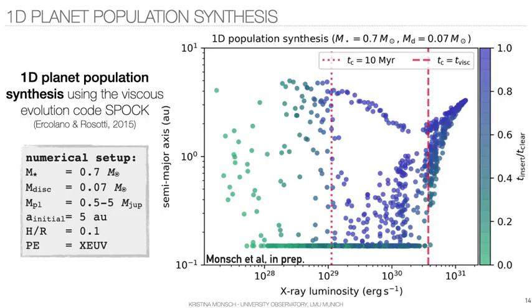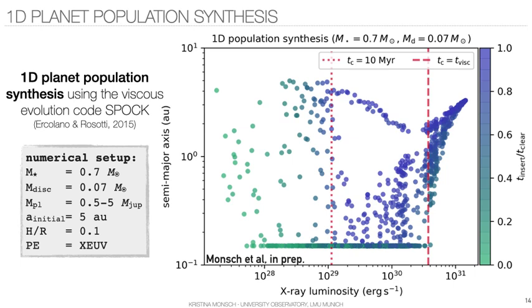For this purpose, we have therefore performed a simple planet population synthesis using the 1D viscous evolution code SPOC. And we used a very simple setup of a 0.7 solar mass star, where the disks have 10% of the stellar mass, and then giant planets of random mass between 0.5 and 5 Jupiter masses are inserted into the disk and then migrate as the disk is being dispersed by viscous accretion and X-ray photoevaporation.